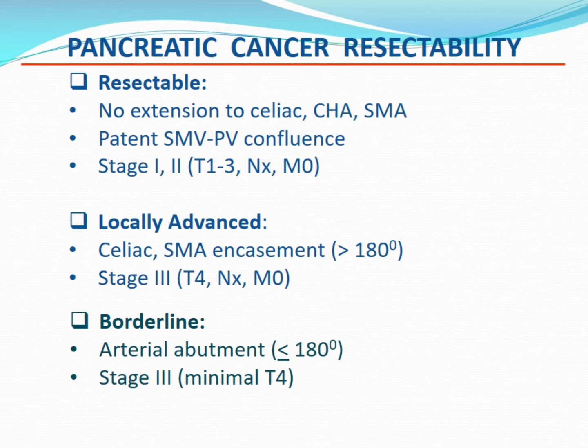In locally advanced disease, there is encasement of the superior mesenteric artery or the celiac artery by more than 180 degrees, according to the site of the tumor. In a borderline tumor, there is arterial abutment or encasement by nearly 180 or 180 degrees of the superior mesenteric artery if the tumor is in the head of the pancreas, or the celiac artery if the tumor is in the body of the pancreas.